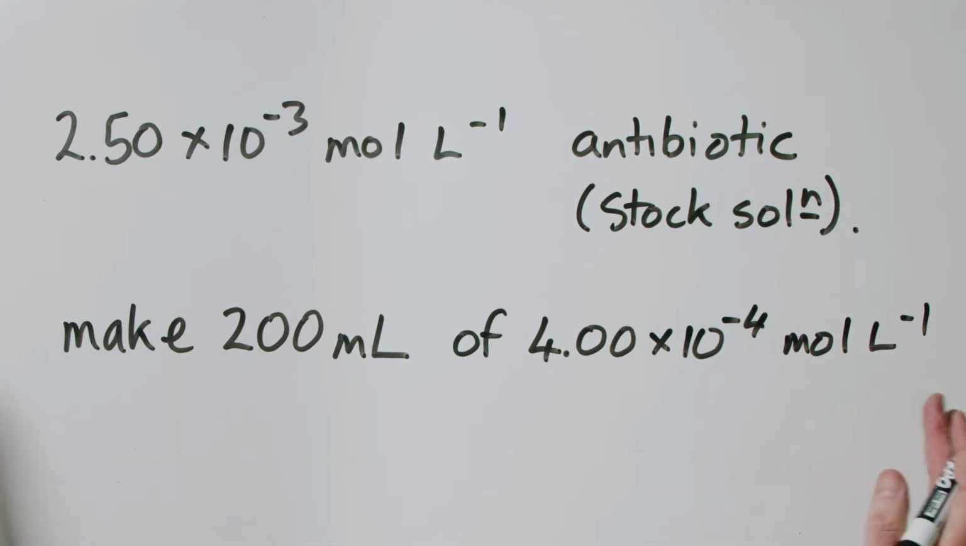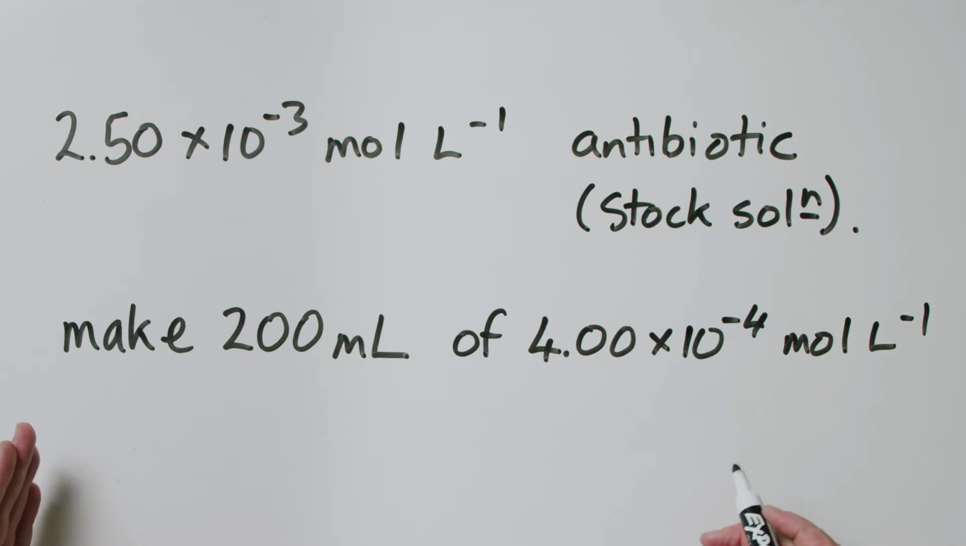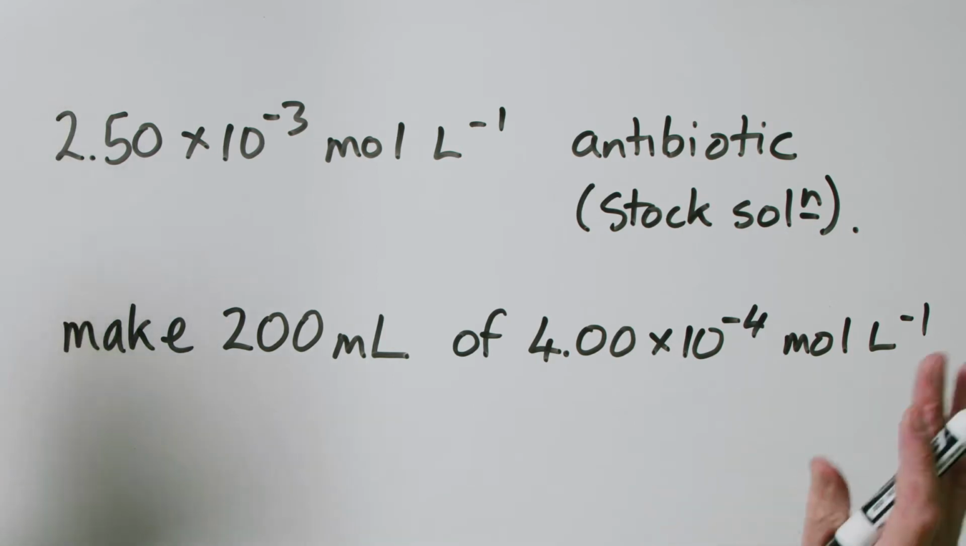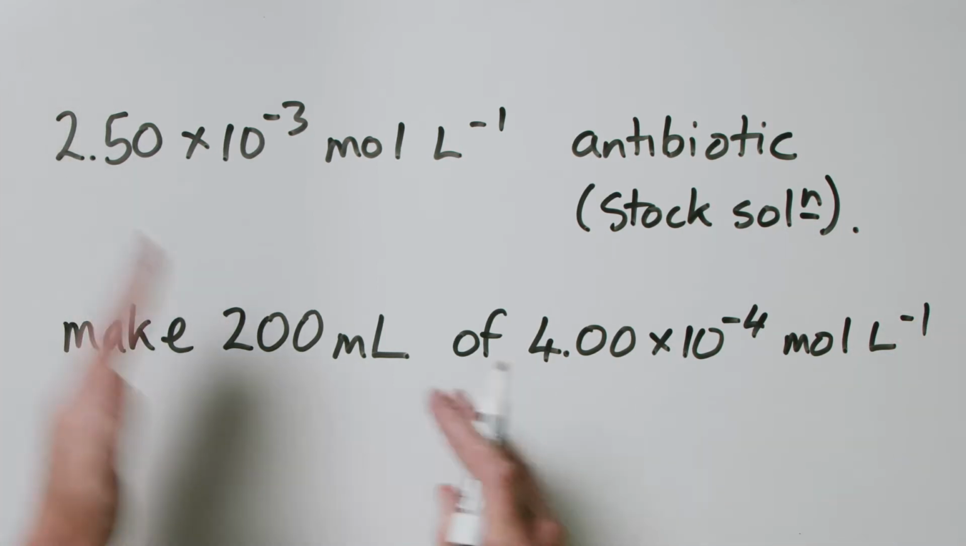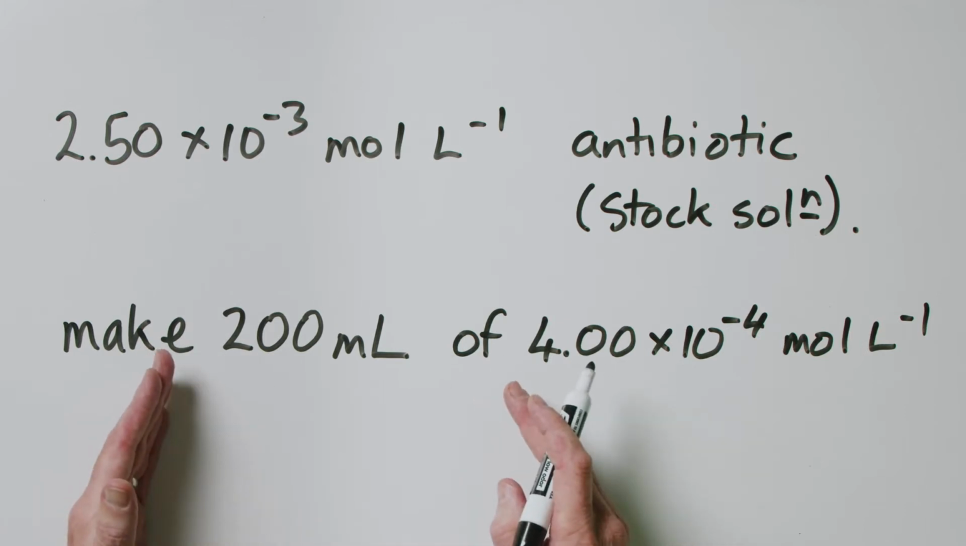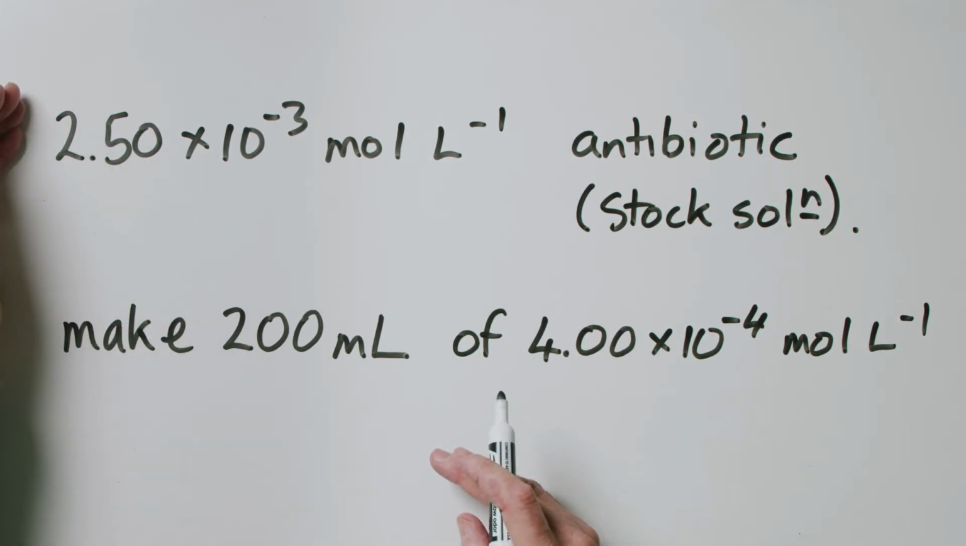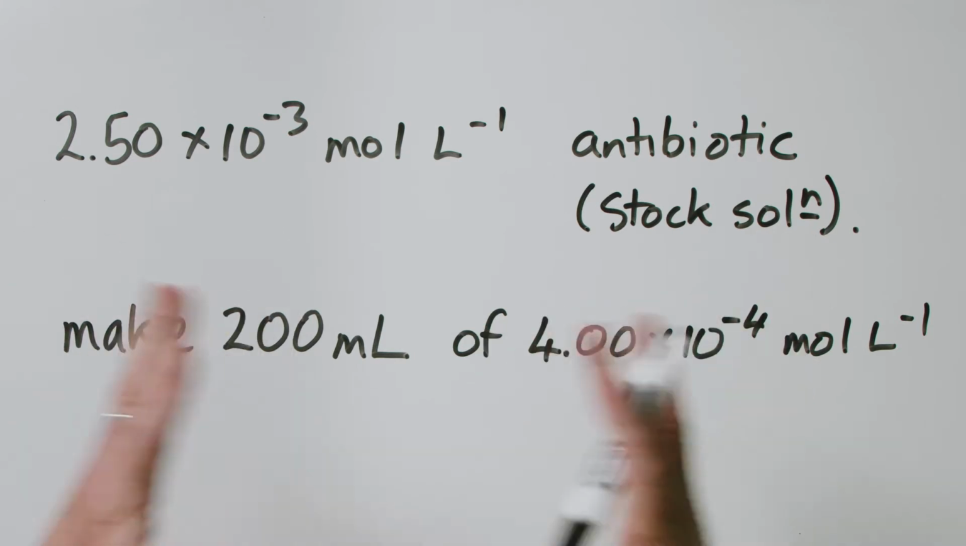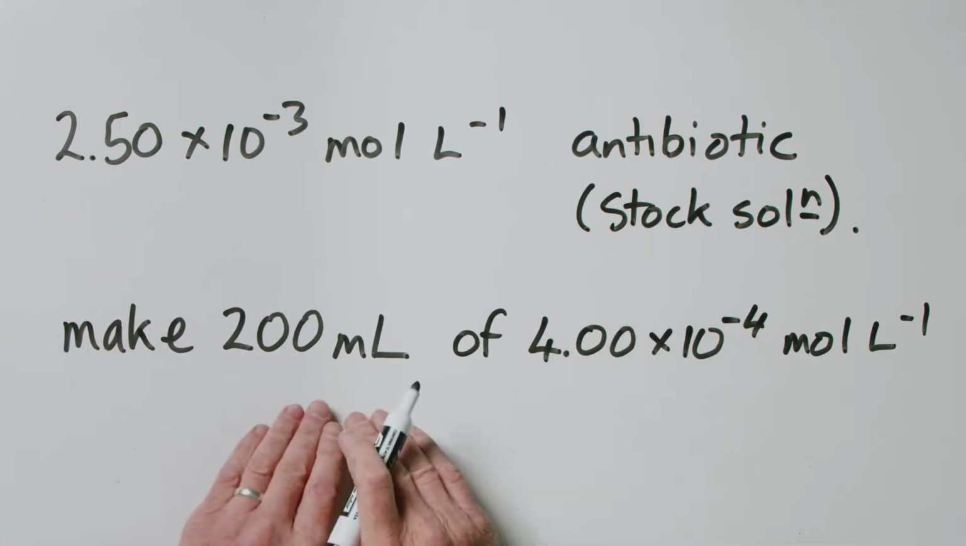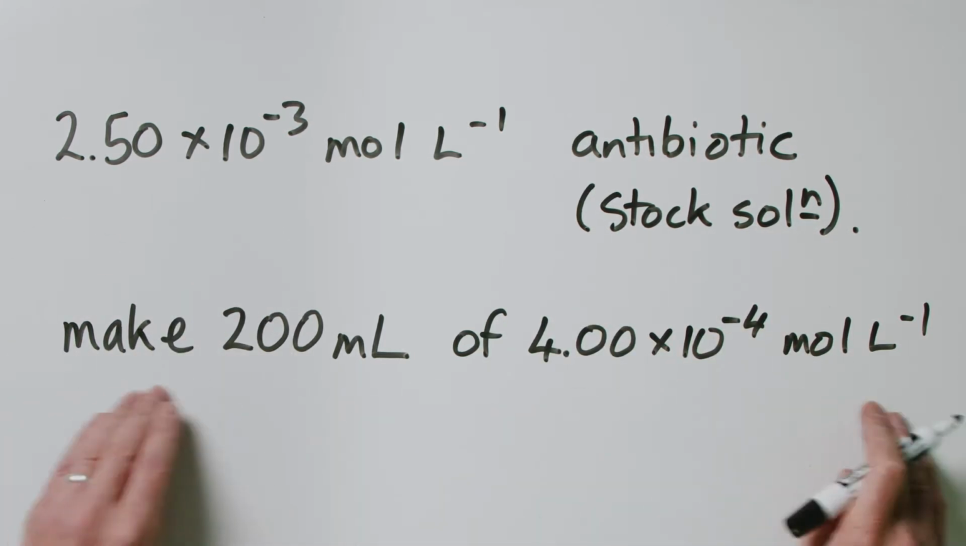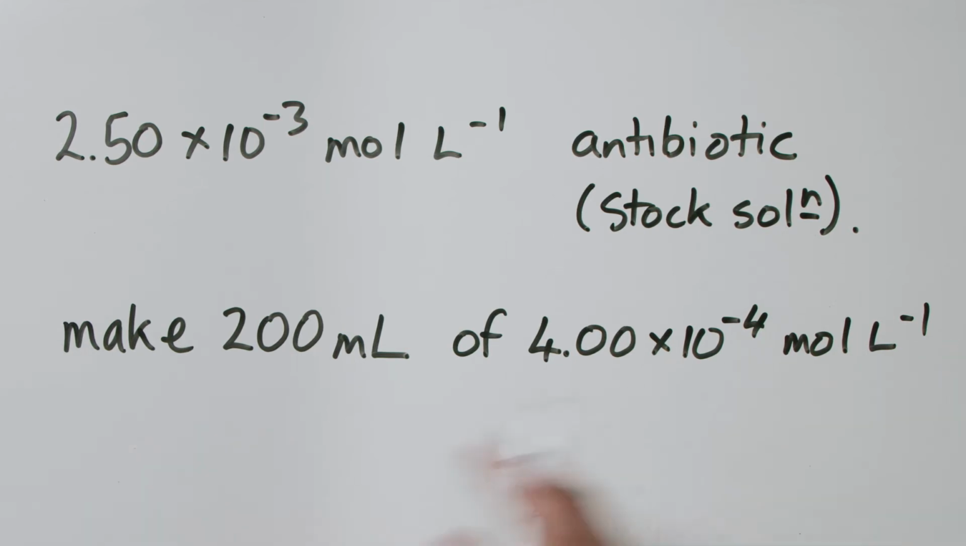Okay, so hopefully you can see that what we're doing is taking our so-called concentrated stock solution and we are going to dilute that down. So we're going to take some of this and we're going to dilute it down with a certain volume of water to make 200 mils of our solution having the concentration that we want. So how do we go about doing this?